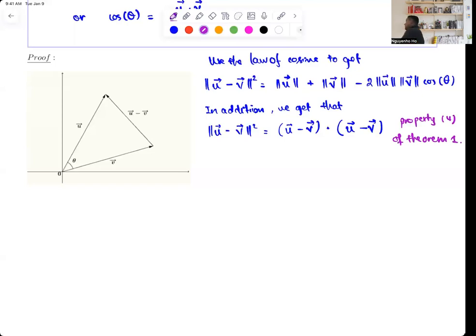And then you use distribution for the next step. We just FOIL this out. So u dot u minus u dot v minus v dot u plus v dot v.